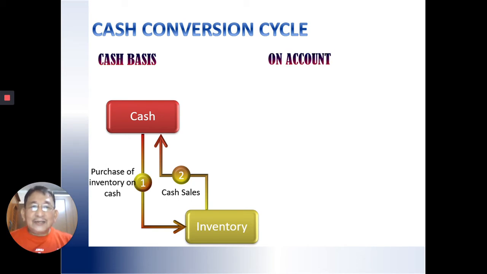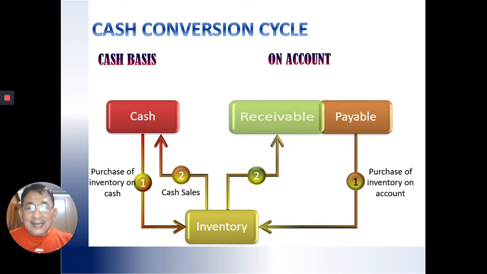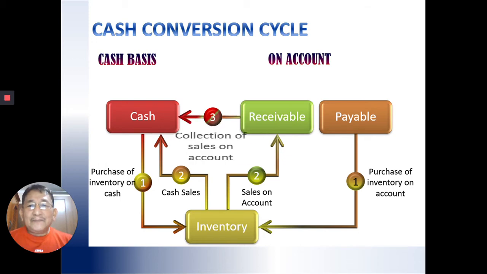So the situation would be like this. There is a payable that you incur for the purchase of inventory. Because you acquired it on credit, you can also sell it on credit. So it becomes a receivable, and then the receivable will be collected into cash. That completes the cash conversion cycle. If you look at the chart, it's fairly easy to understand, right?